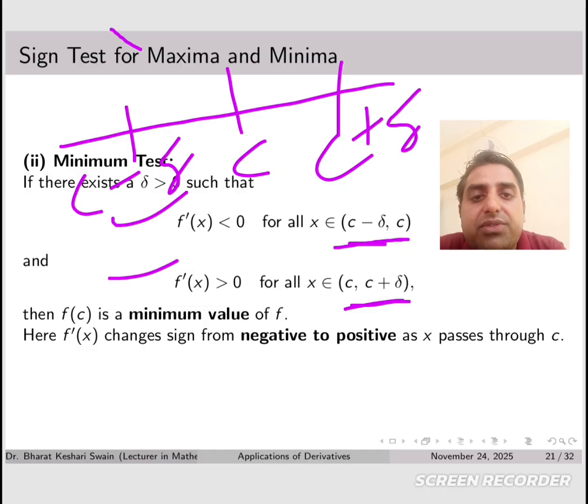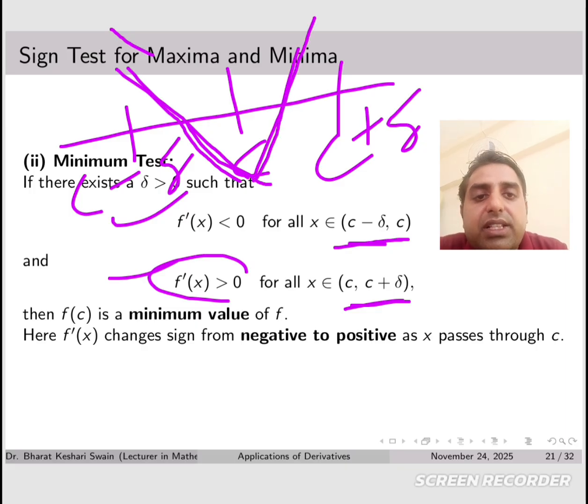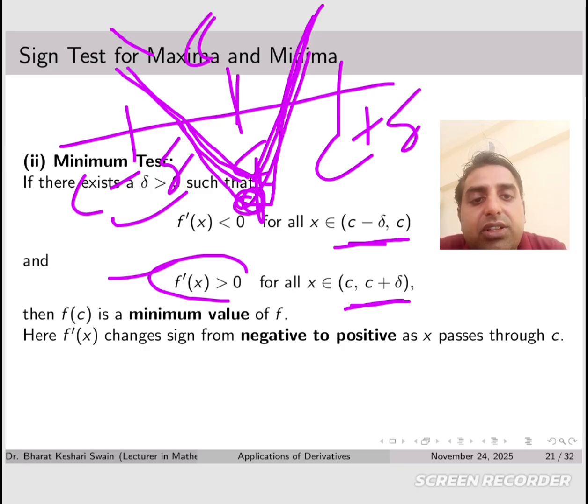Decreasing means we will get this type of curve. Then after C, it will be greater than 0. Greater than 0 means it will be like this. Okay, first it will be negative, negative, negative, then it will be positive. Is it not? So this is your C, and this is the minimum value of the function. Okay, so your sign will change from negative to positive.